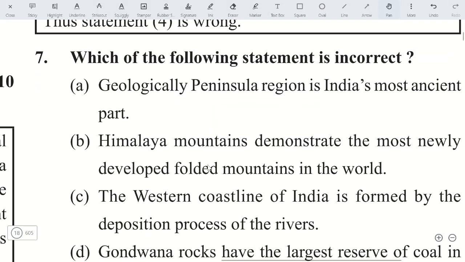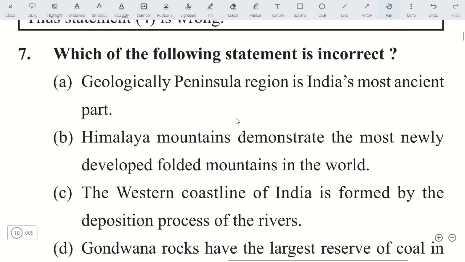Which of the following statements is incorrect? Here we have to choose the incorrect option. Geographically, the peninsular region is India's most ancient part. Yes, it is correct, and it is the most stable part also. The Himalaya mountains demonstrate the most newly developed fold mountain in the world, which is also correct.